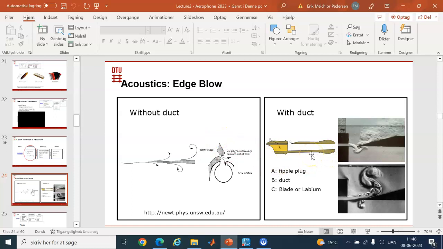And with a duct: B is a duct, A is a labial plug, and C is a blade of the labium. It resonates. There is just a small narrow air channel here.